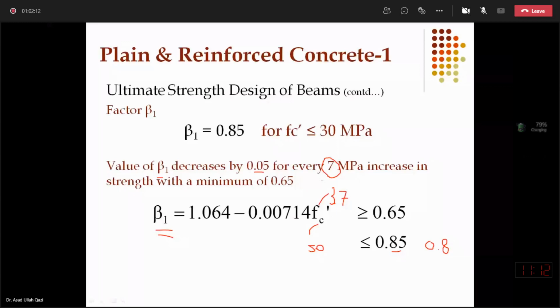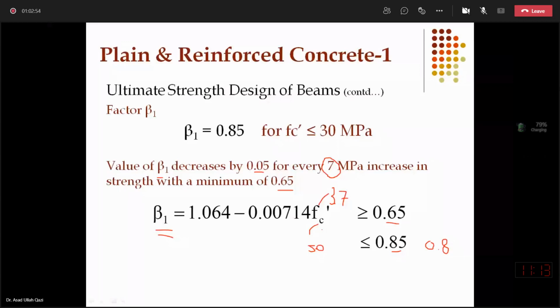However, the minimum value is 0.65. So for example, if I put, suppose, 70 megapascal over here and I get the answer 0.6 or 0.55, you need to limit it to 0.65. So every 7 megapascal increment will lower it by 0.05, until you get to that value 0.65.